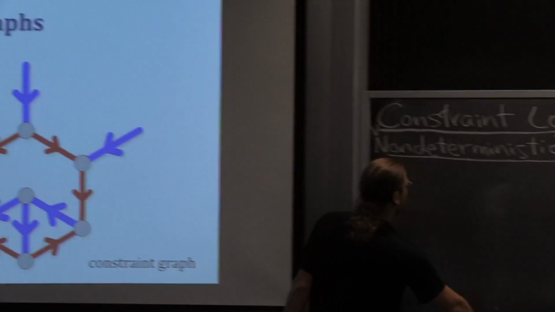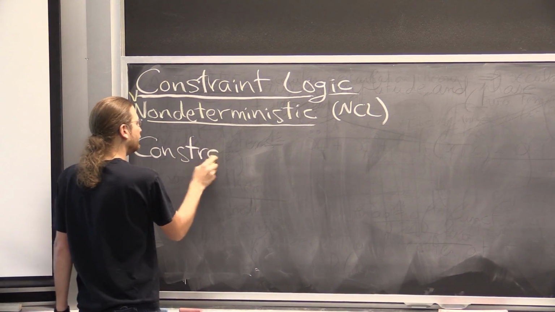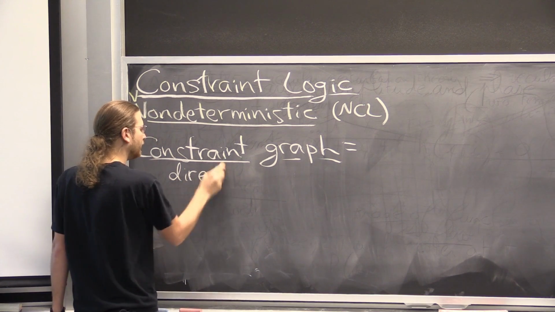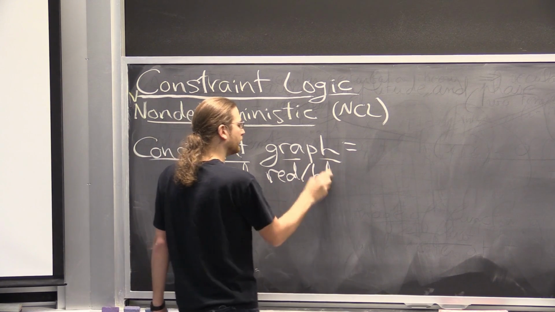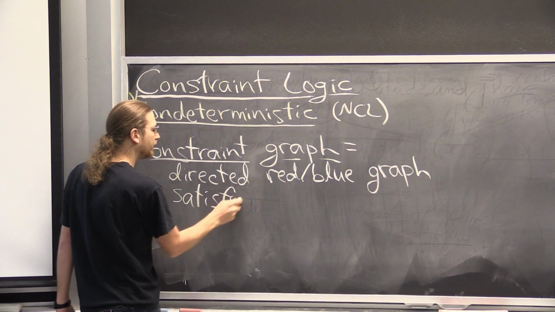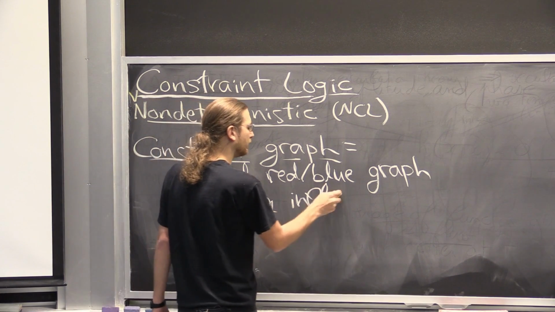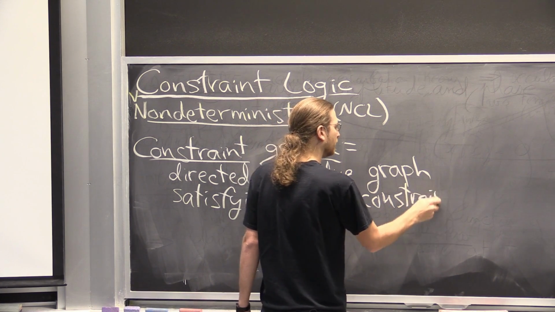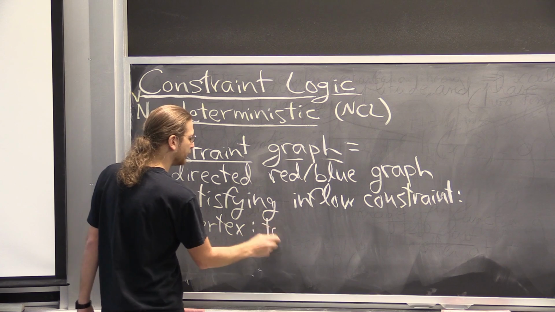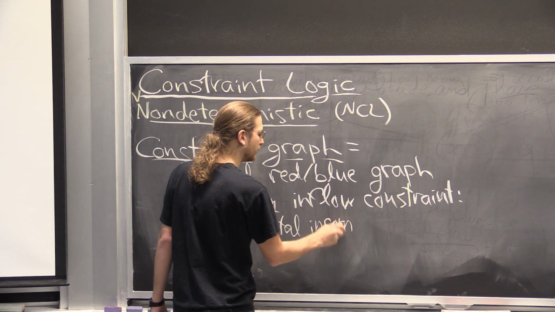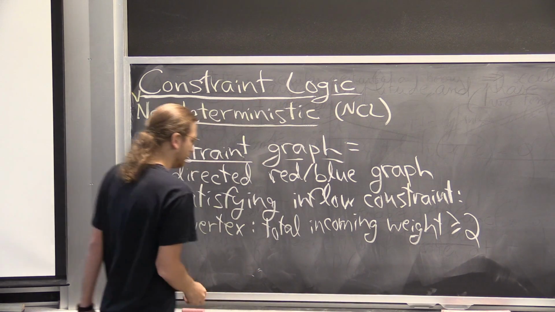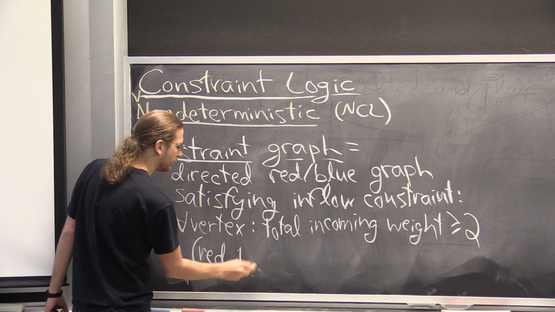But in general, a constraint graph is going to be a directed red-blue graph satisfying, I'll call it the inflow constraint, that for every vertex, the total incoming weight is greater than or equal to 2, where red is a 1 and blue is a 2.